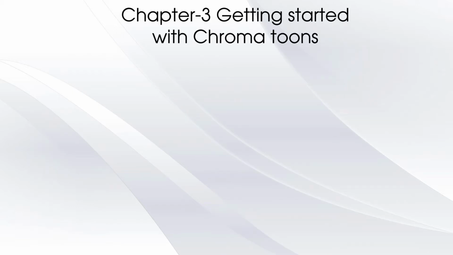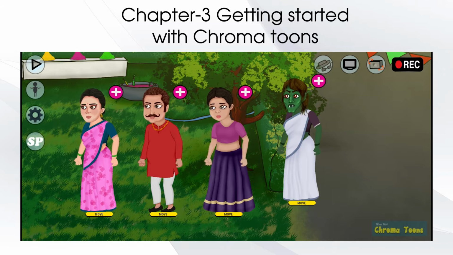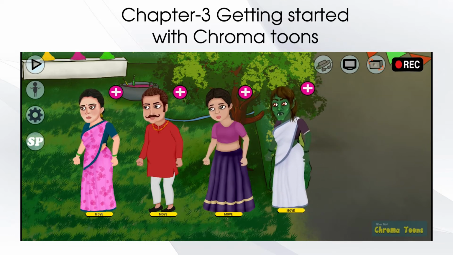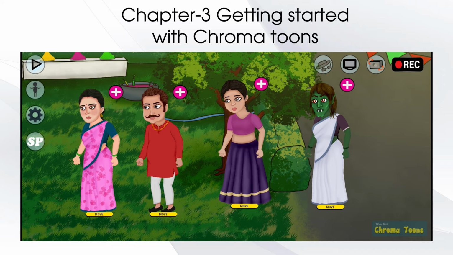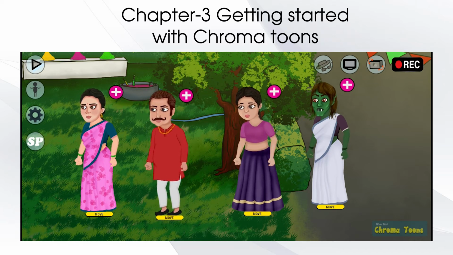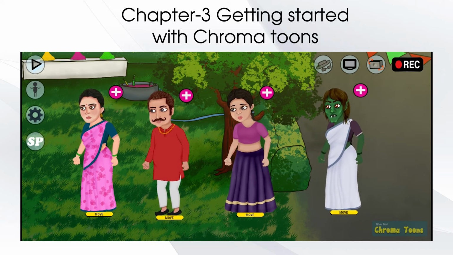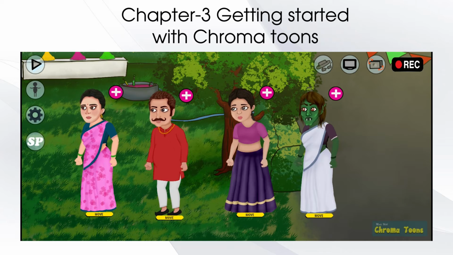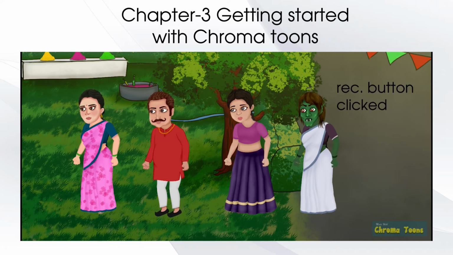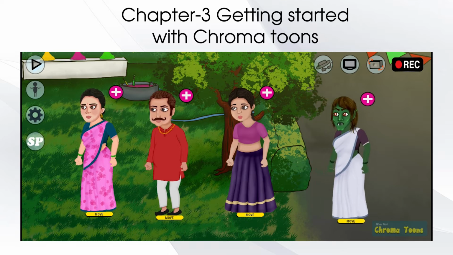Chapter 3, Getting started with Chromatunes. So this is how your panel will look after you start Chromatunes. First of all, we'll go through each and every tools and then in detail of animation. The first button at the top right is record button. After you have set all the frames and character, this will remove all the buttons and tools and show you the final output to record.